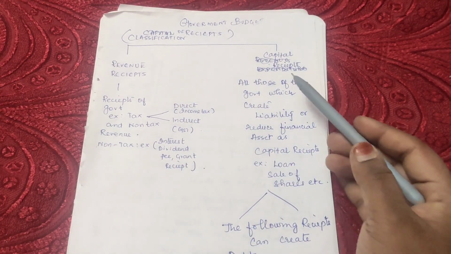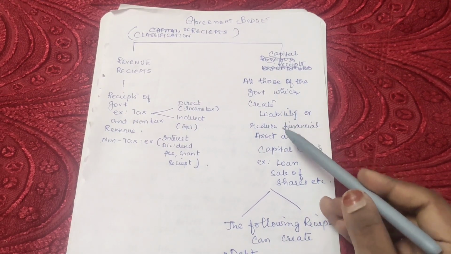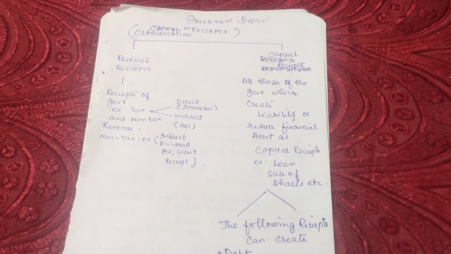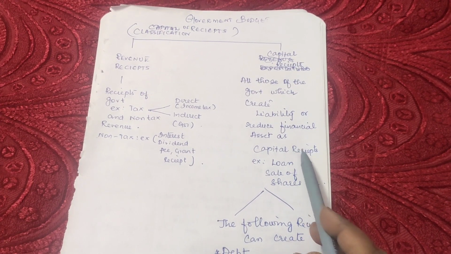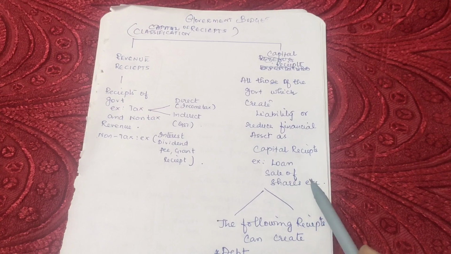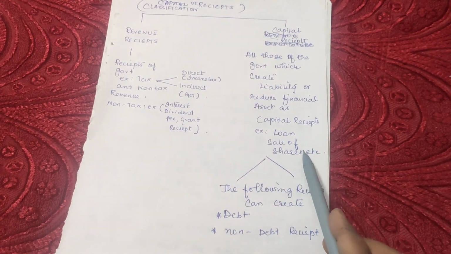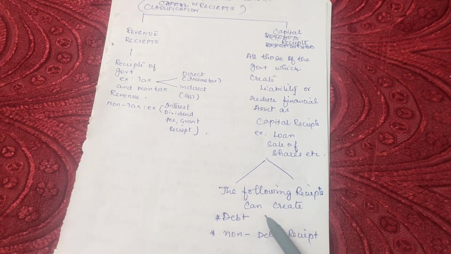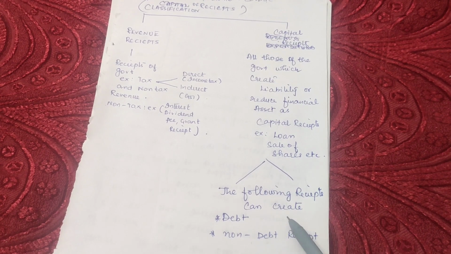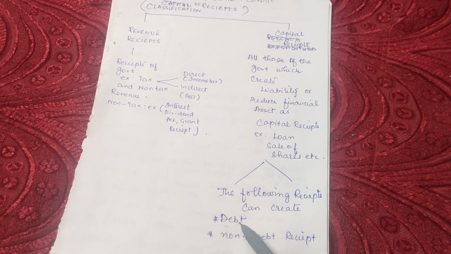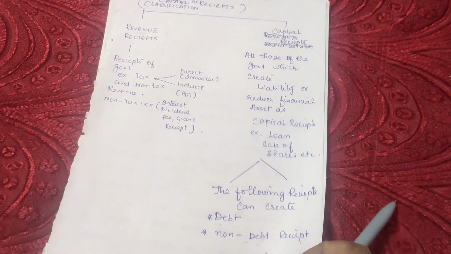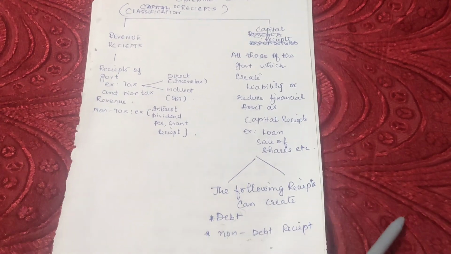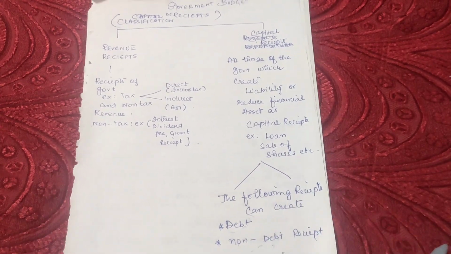Capital receipts are those which create liability or which reduce the capital or reduce the asset. Such kinds of receipts are capital receipts, like loan, sale of share, etc. These are again divided into two: debt and non-debt receipts. Debt receipts create debt, like a loan which we have to repay with interest, so it creates debt. Non-debt is like sale of shares, so it is a reduction of asset. If you write this much also, by writing good quality points you will surely get 6 marks.